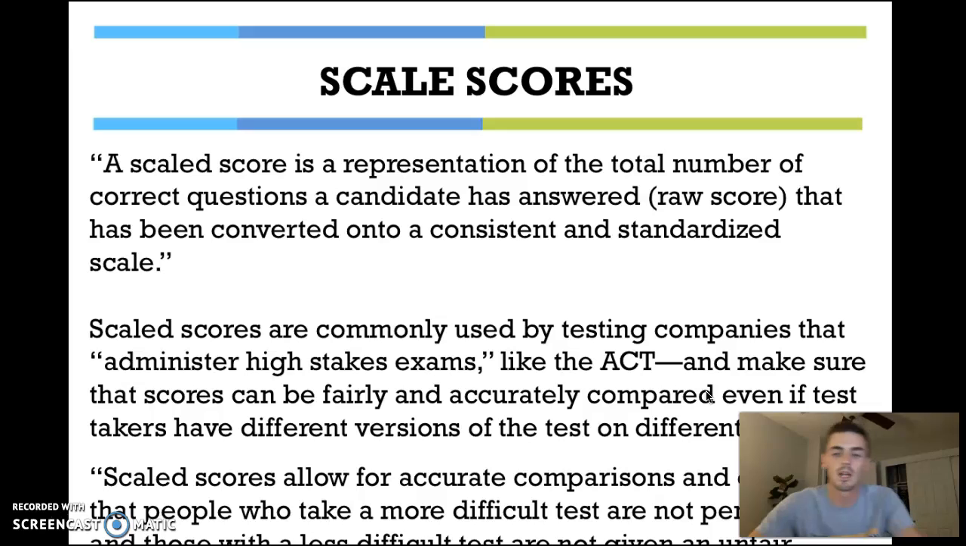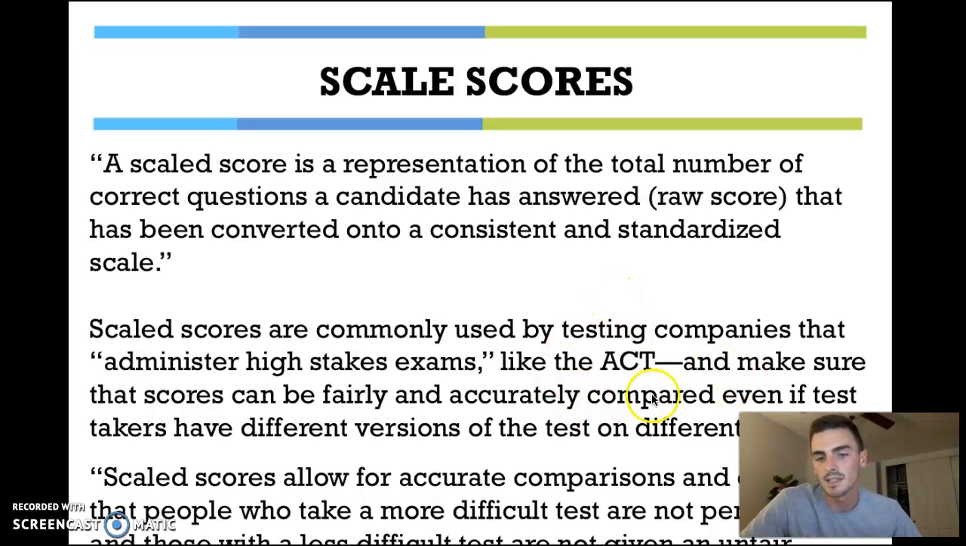Building into that, a lot of times what we'll talk about is scale scores, and this is probably much more applicable to the real world and things that we'll see. A scaled score is when we take what a student's raw score might be, and it is converted onto some type of consistent standardized scale nationwide. A great example of this, like I included here, is a lot of the high stakes exams like the ACT or the MCAT for medical school, and even the SAT.